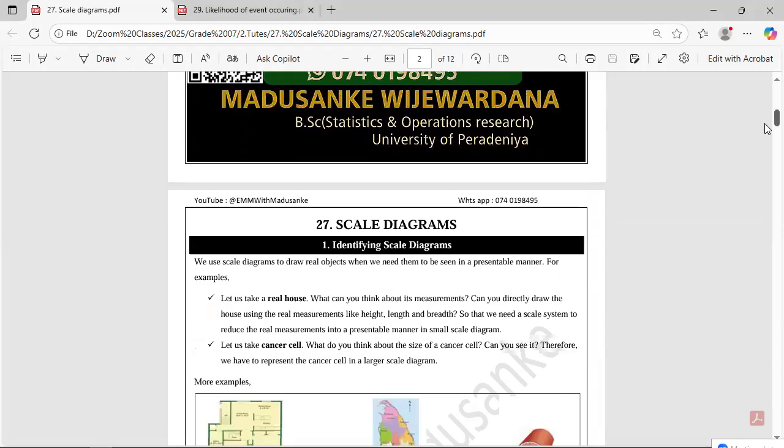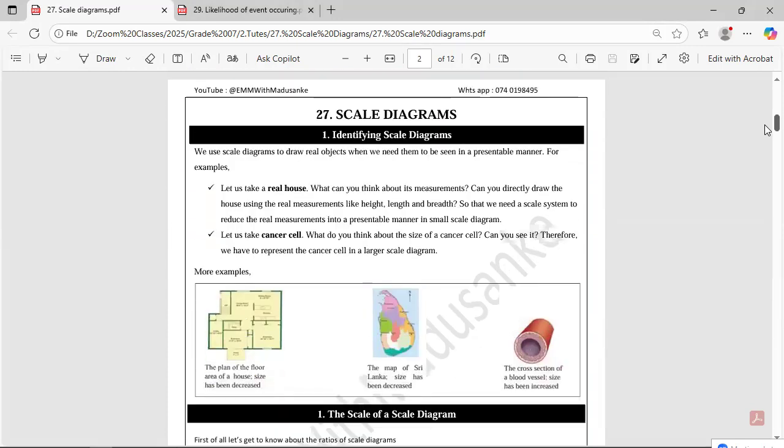So this is the tube, and this is the first subtype: identifying scale diagrams. So what is this? We use scale diagrams to draw real objects when we need them to be seen in a presentable manner. Presentable manner. For example, let us take a real house.